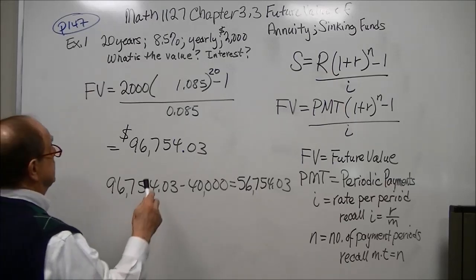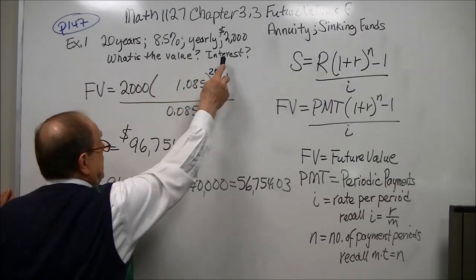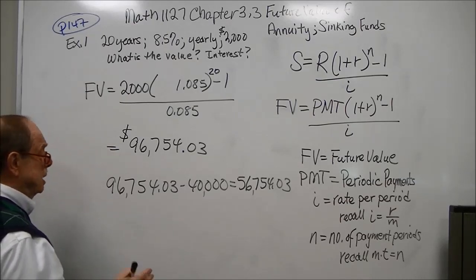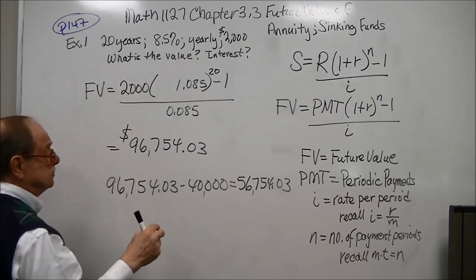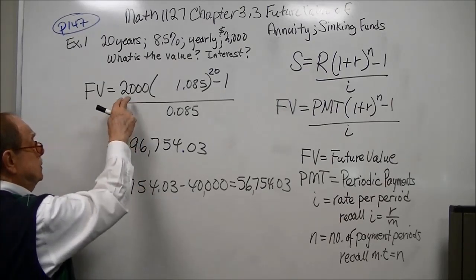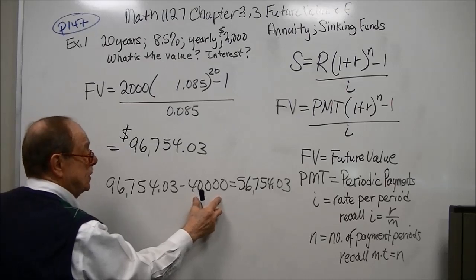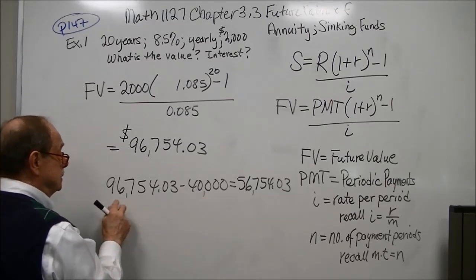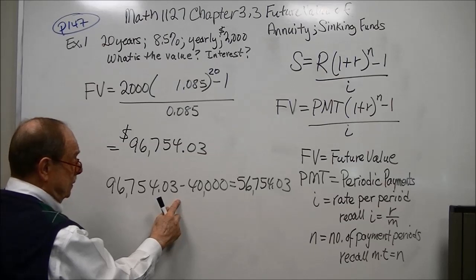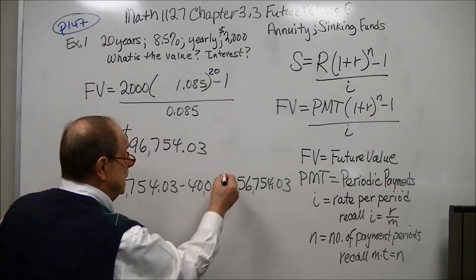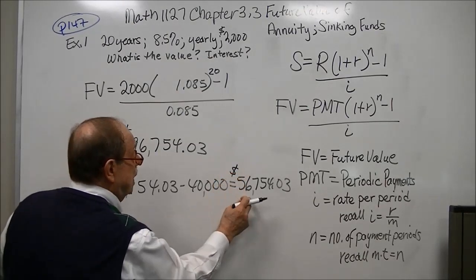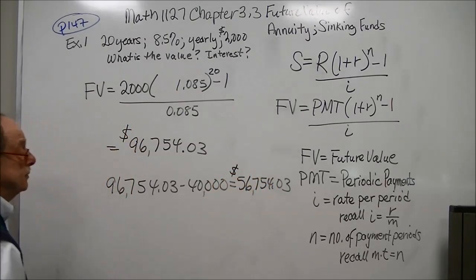And then they're asking, what would be the interest that you have earned on this amount? Well, you've put in for 20 years, $2,000, which is $40,000. So if you subtract 40,000 from your future value, you have made interest of $56,754.03. Not too bad.